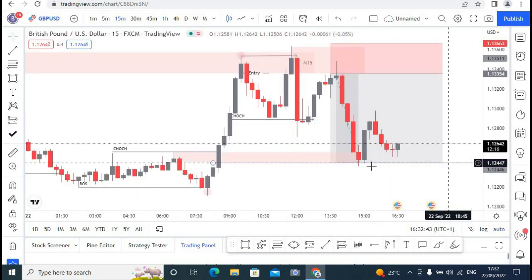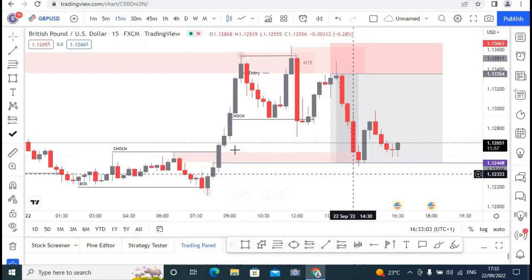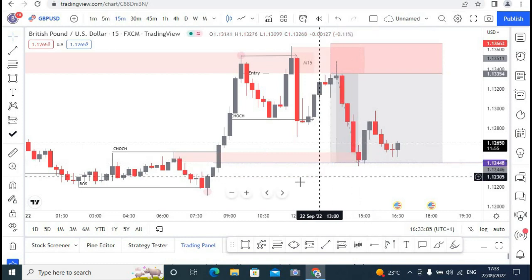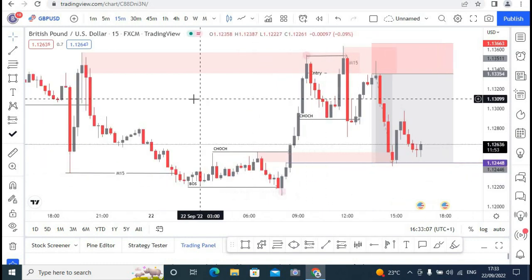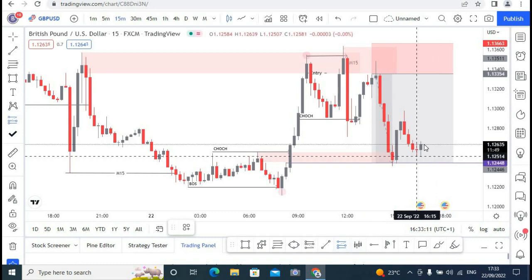I did have the analysis, right? Let me just show you. So this was my analysis. I was targeting this low right here, guys, as you can see. So that's why the price just came back to 10 at this momentum right here. So it's possible that the price will now start going to the upside.